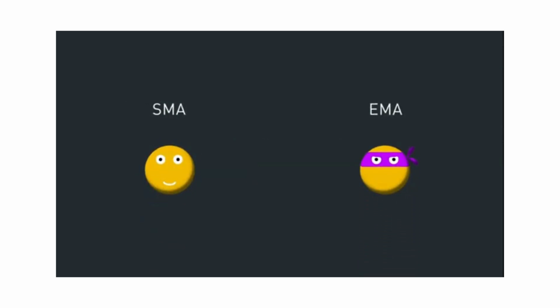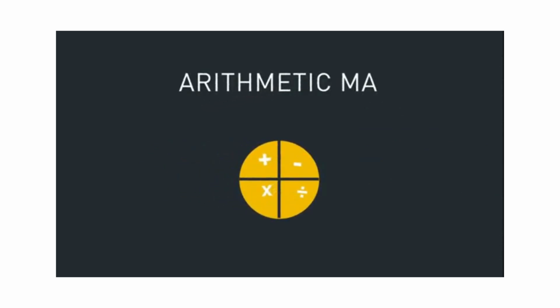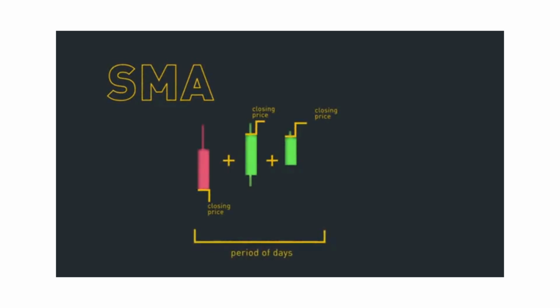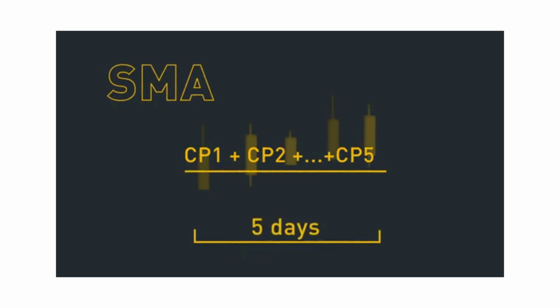Simple moving averages are also referred to as arithmetic moving averages. To calculate an SMA, you take the sum of the closing prices over a given period of days, then divide it by the number of days in that period. For example, for a 5-day SMA, just take the sum of the closing price data over the last 5 days, then divide it by 5.